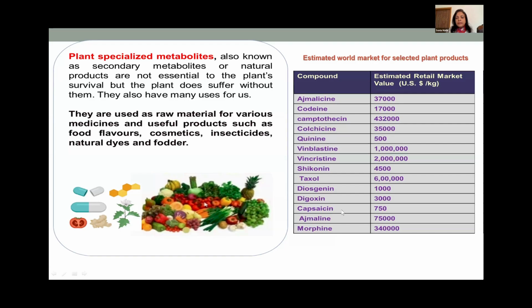And then capsaicin obtained from capsicum, the shimla mirch that we eat, and digitoxin and colchicine. These are all different compounds used in different areas, in food, cosmetics, or, most of them, commonly in medicines.